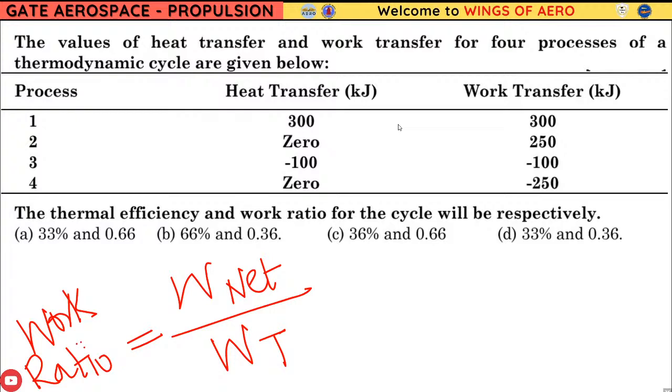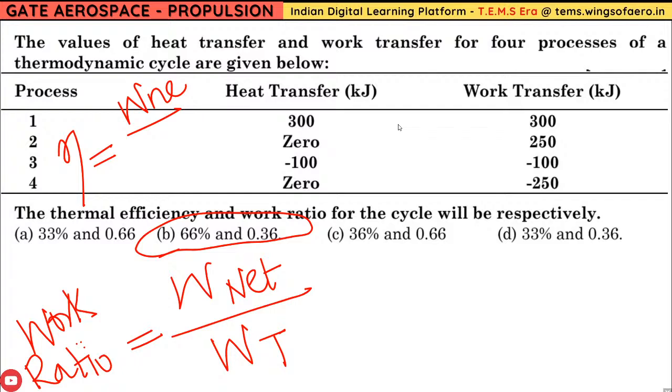Option B. Yes, option B. Thermal efficiency is 66% and work ratio is 0.36. How have you done that? The thermal efficiency is net work divided by heat added, 200 upon 300. First we have this is the net. Yes, ma'am, this is option B. Yes, 200 upon 300. Compile everything divided by 300.